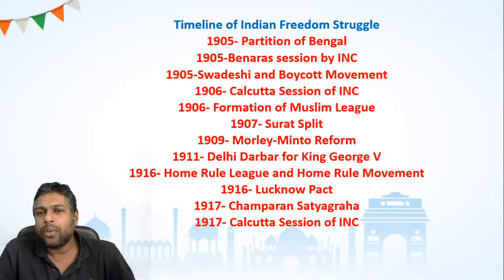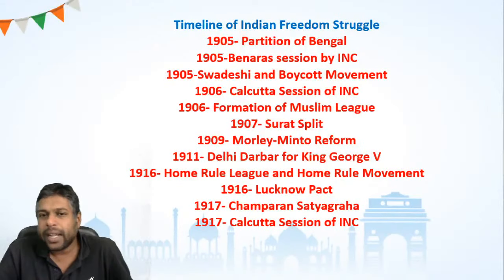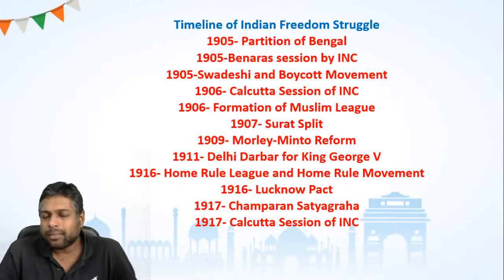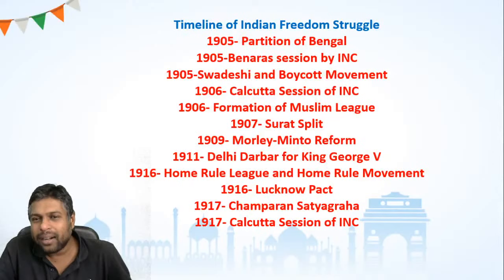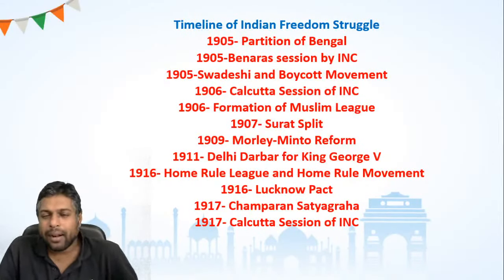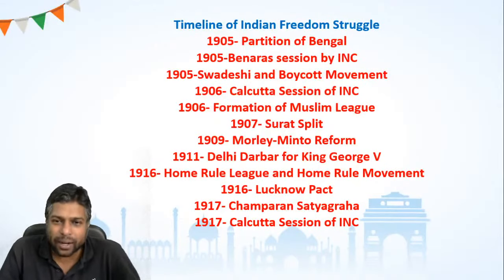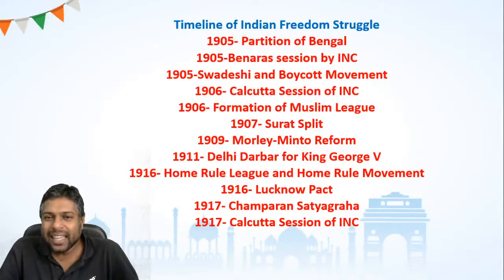अगले ही साल Muslim League का भी formation हो गया, and the Surat split happened immediately after that. तब तक मतलब मामला ऑलरेडी काफी सीरियस हो चुका है, राइट? The Morley-Minto Reforms happened in the Delhi Durbar, where King George V of England had come and visited and tried to resolve some of these things, and then enter Mahatma Gandhi, right?